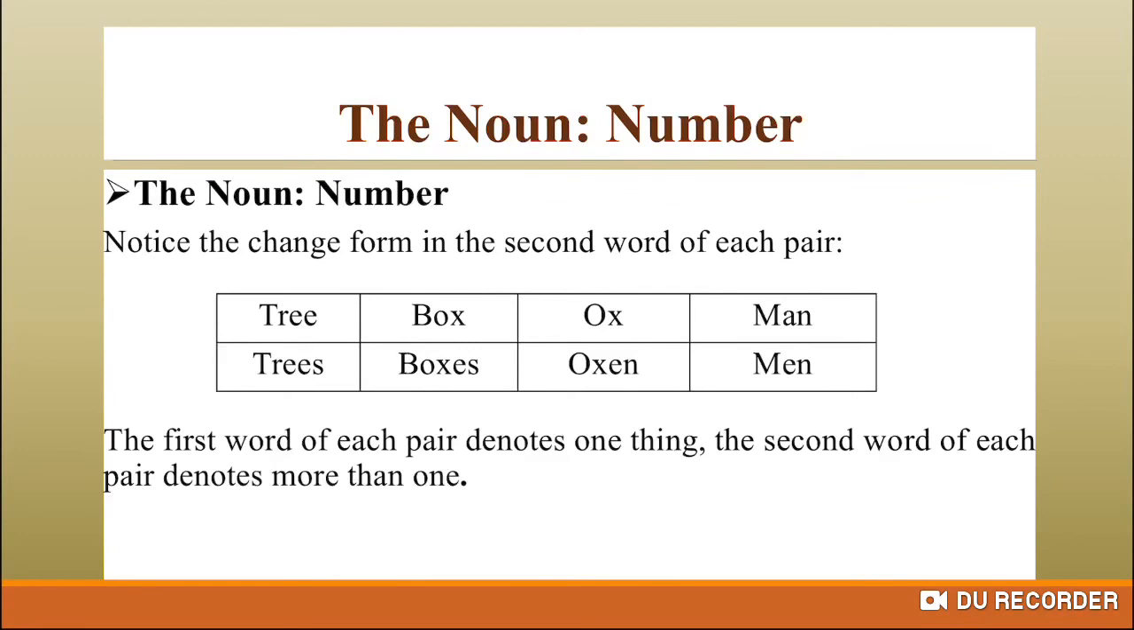Then we talk about the noun number. I have written a few examples over here. Like trees का जो tree है, that is singular, and trees is plural. Box and boxes, ox and oxen, man and men. The first word of each pair denotes one thing. The second word of each pair denotes more than one. देख रहे ना आप, tree, so we are talking about a single tree. Trees, we are talking about more than one tree. So similarly with the rest.